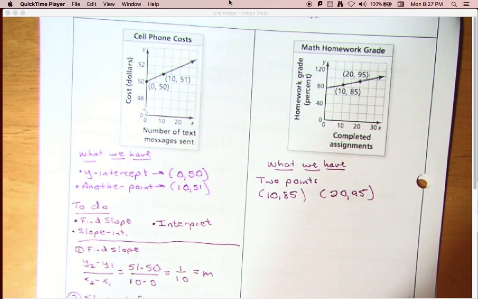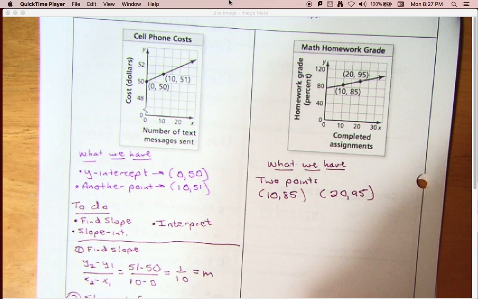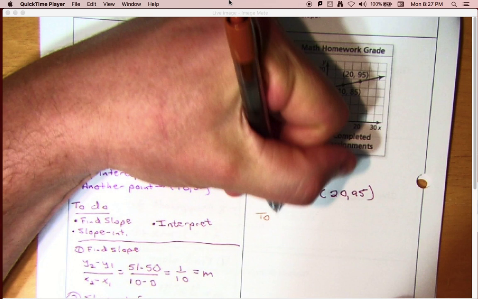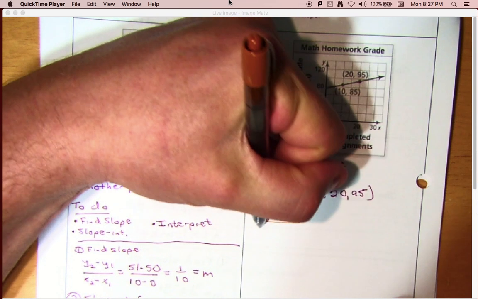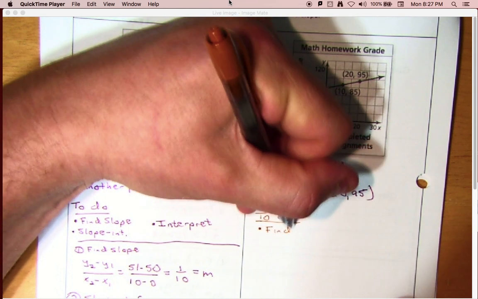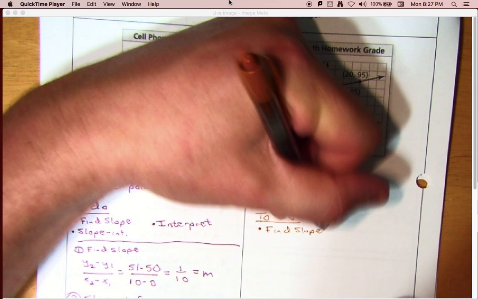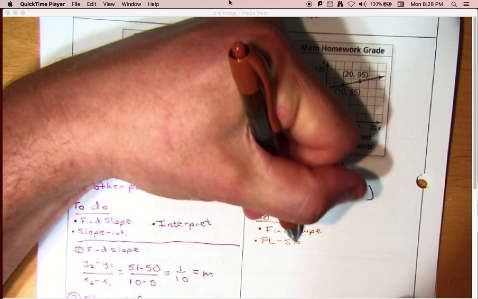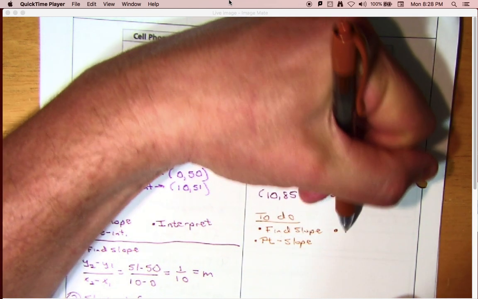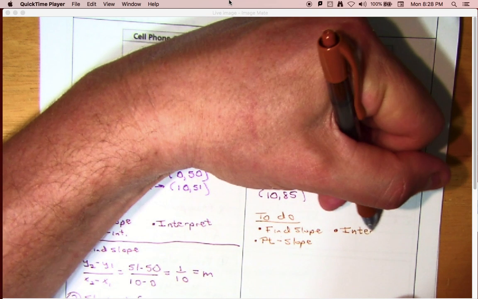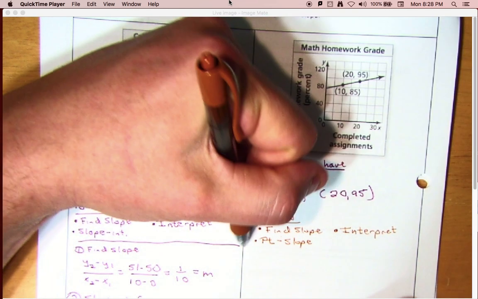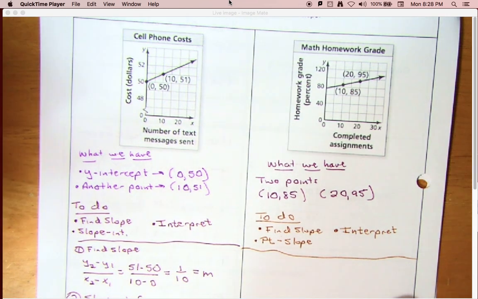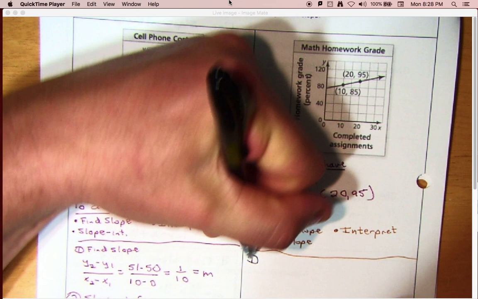So to do this, we have to find the slope. And this one we're going to use the point slope form. And then of course we still have to interpret. All right, so let's go about doing that. So first thing, let's find the slope.